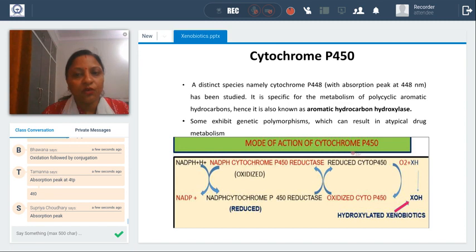This is the mode of action of cytochrome P450 via NADPH or NADP. This is reduced cytochrome P450. This is oxidized cytochrome P450. It converts, in the presence of NADPH cytochrome P450 reductase, into the reduced form. This is xenobiotic, or this is hydroxylated xenobiotic.